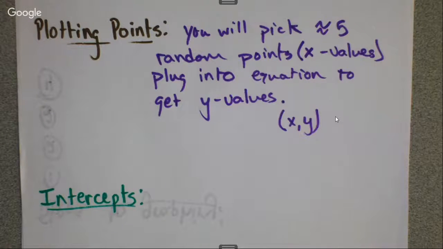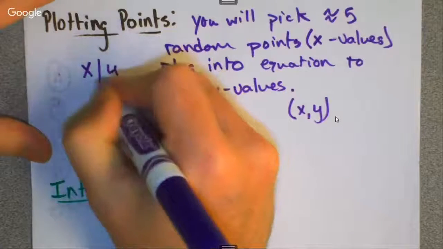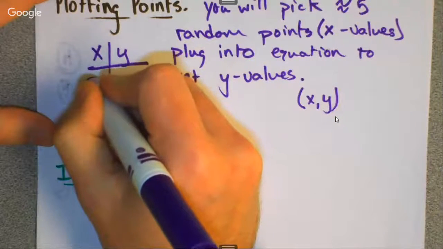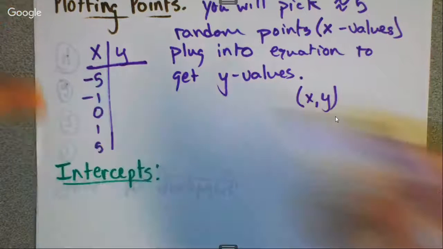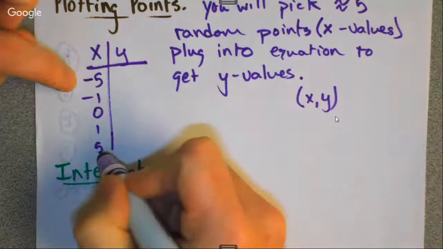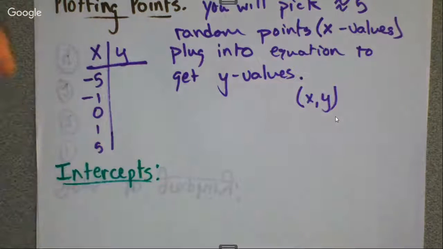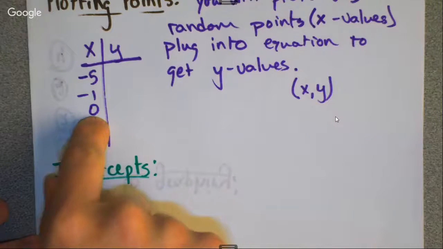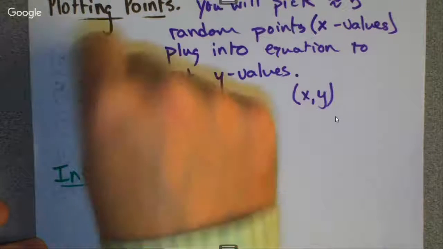So most often, the points I like to pick, it's usually pretty consistent. I tend to pick points such as -5, -1, 0, 1, and 5. Now these -5 and 5, those could change to -3 and 3 or -4 and 4. But I try to choose symmetric points. I always pick 0. And then after that, it's just the positives and the negatives.